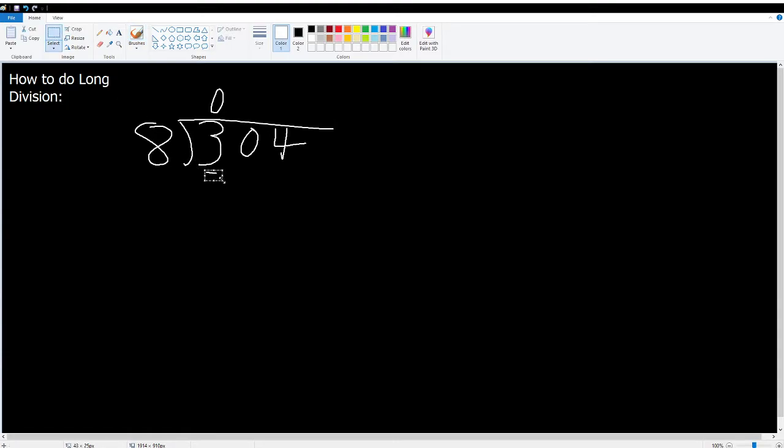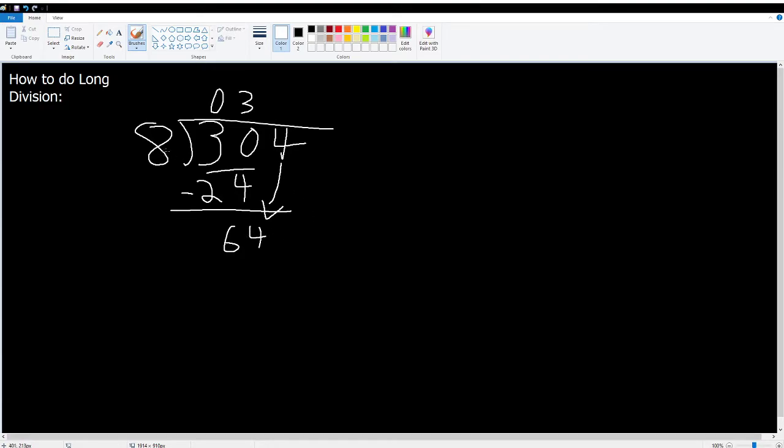Then we ask ourselves, how many times does 8 go into 30? 3 times, because 8 times 3 is 24. At this step, you want to ask how many times it goes into 30 without going over. So you don't put 4, because 8 times 4 is 32, which would be too much. So you do 30 minus 24 and get 6. After that, you pull down the next number that hasn't been used, so the 4 comes down.